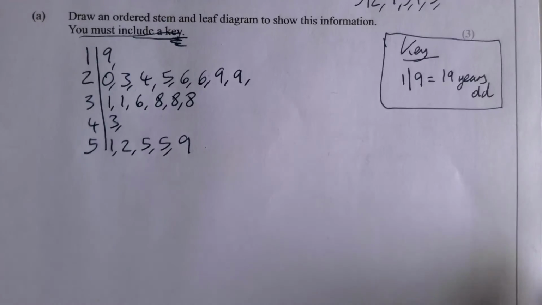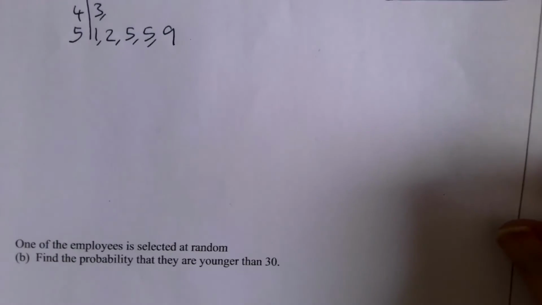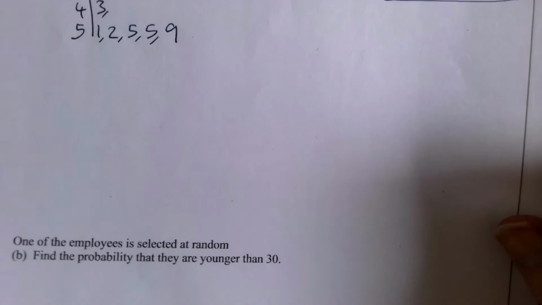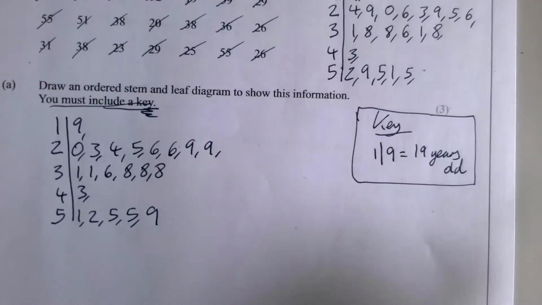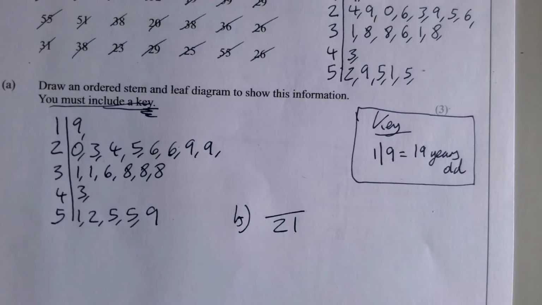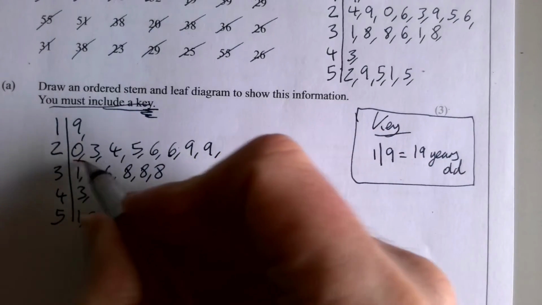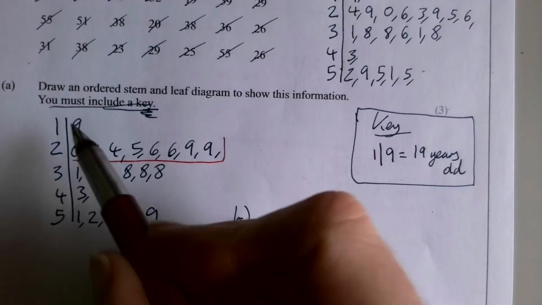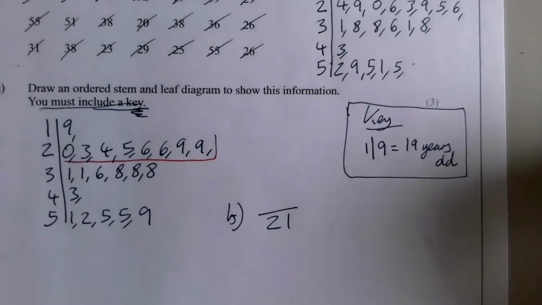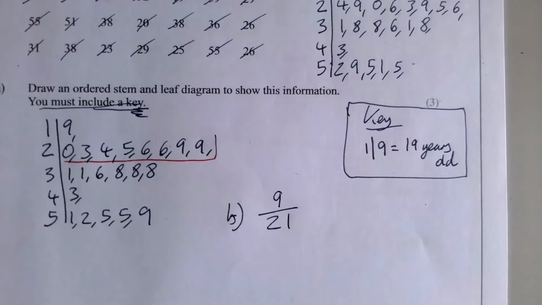And then if we look down at the bottom, it asks us to find the probability. One of the employees is selected at random. Find the probability that they are younger than 30. So as there's 21 of them, it's going to be something out of 21, and there's 2 marks. You get 1 mark just for having that 21. And then we need to know how many are younger than 30. So younger than 30 is all of these, isn't it? So it's 1, 2, 3, 4, 5, 6, 7, 8, 9 of them. So that means 9 out of 21.